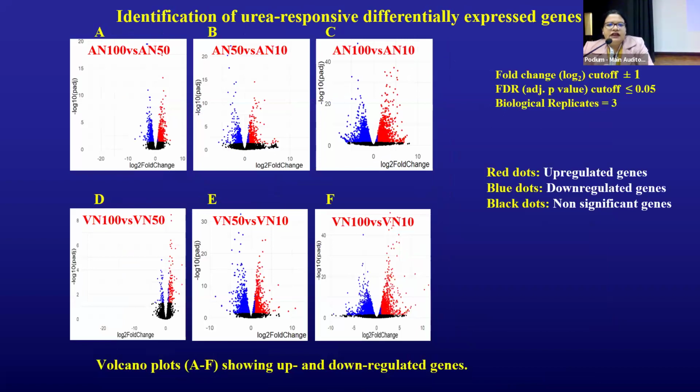Next, we have identified the urea responsive differentially expressed genes. So this is basically the volcano plot. Here, red dots show upregulated DEGs, blue dots show downregulated DEGs, and black dots are not up or down regulated DEGs.